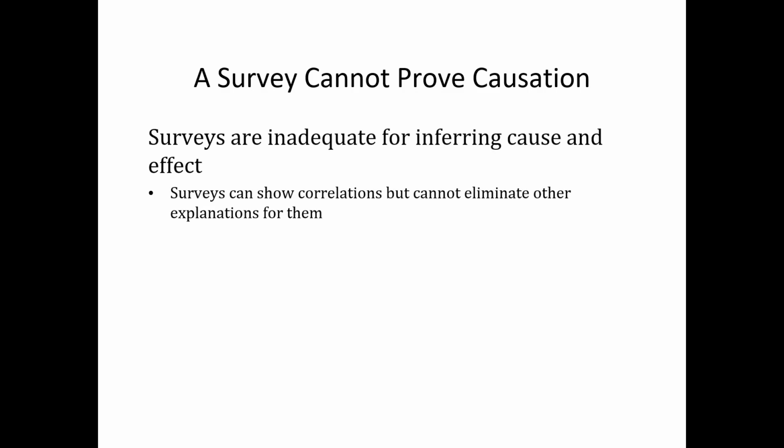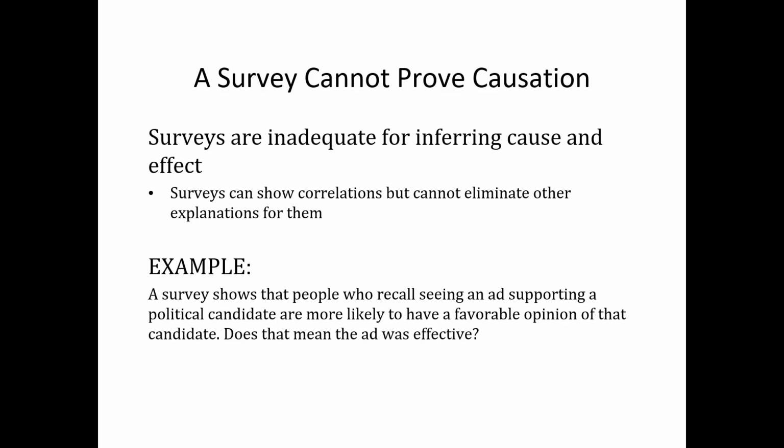Surveys cannot prove causation. In a survey, you can see correlations among variables, but they do not necessarily prove that a cause and effect relationship exists. That's because they cannot eliminate other explanations for the correlation. For example, in a survey you could ask people if they recall seeing an ad for a political candidate, and in a separate question ask them their opinion about the candidate. If you do, you are likely to find that people who recall seeing the ad are also more favorable towards the candidate. You may be tempted to conclude that the ad was effective in getting people to have a favorable opinion of the candidate, which would mean that the ad was successful.